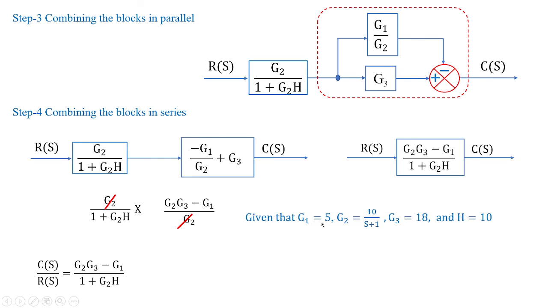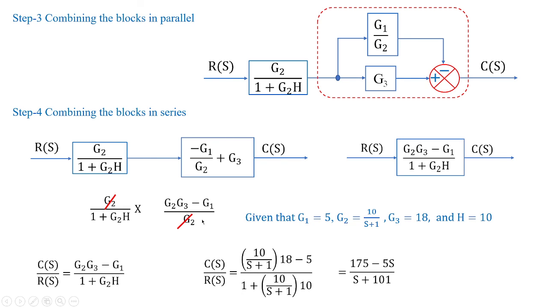Now in the problem, G1 value is given as 5, G2 is given as 10 by S plus 1, G3 is given as 18, and H is equal to 10. Just substitute the values in the formula of the transfer function. So I have taken C of S by R of S is equal to G2, which is nothing but 10 by S plus 1, times G3, which is nothing but 18, minus G1, that is 5, divided by 1 plus G2, that is 10 by S plus 1, multiplied with H, that is 10. This would be giving you the value as 175 minus 5S divided by S plus 101.